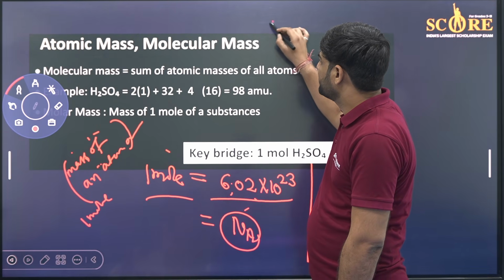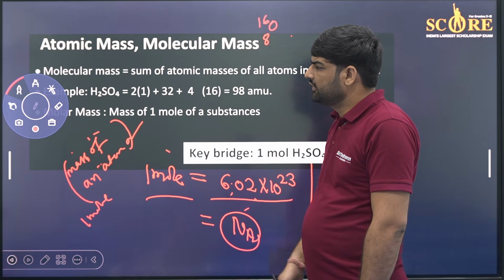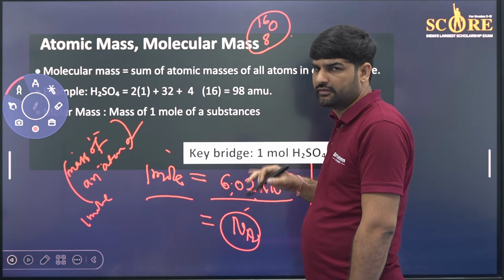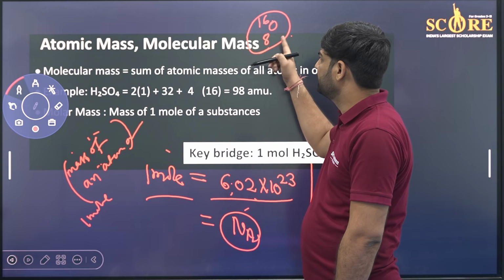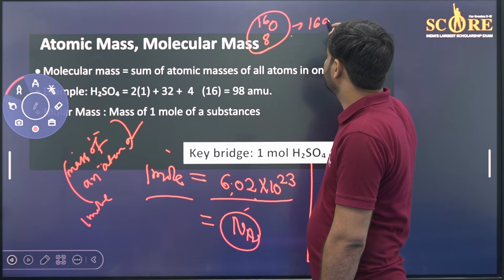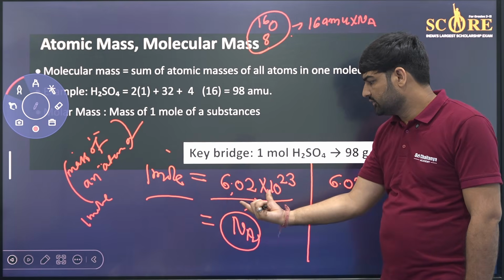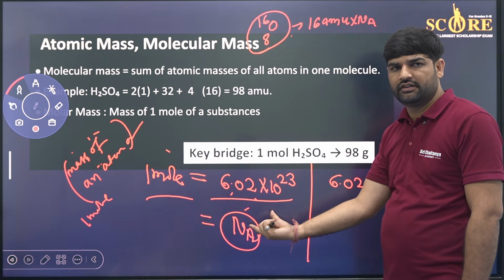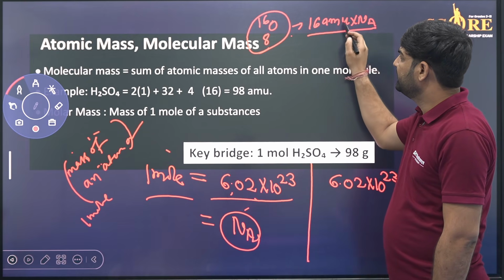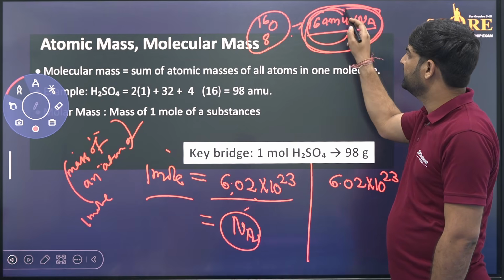For example, I have oxygen 16, and I have to calculate molar mass. Then we know molar mass is the mass of 1 mole of substance. So we have to take 1 mole, then what is the mass? We know a single atom has mass of 16 AMU, and 1 mole means Na atoms. 1 mole means 6.02 multiplied by 10 raised to power 23, which is Na. So we can say 16 AMU multiplied by Na. This is the mass of a single particle, and this is the mass of 1 mole of particles, that is, Na particles.